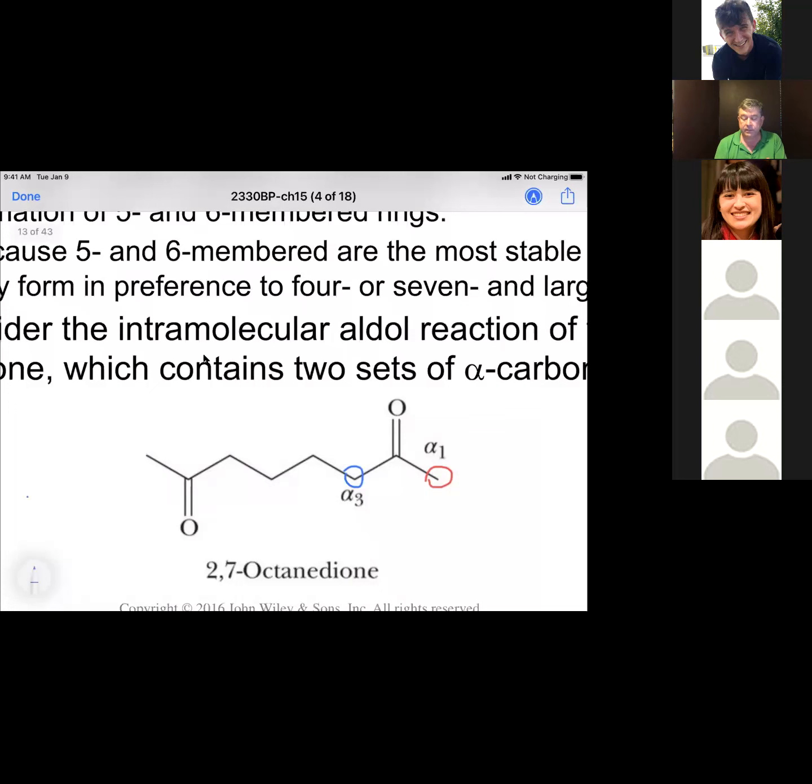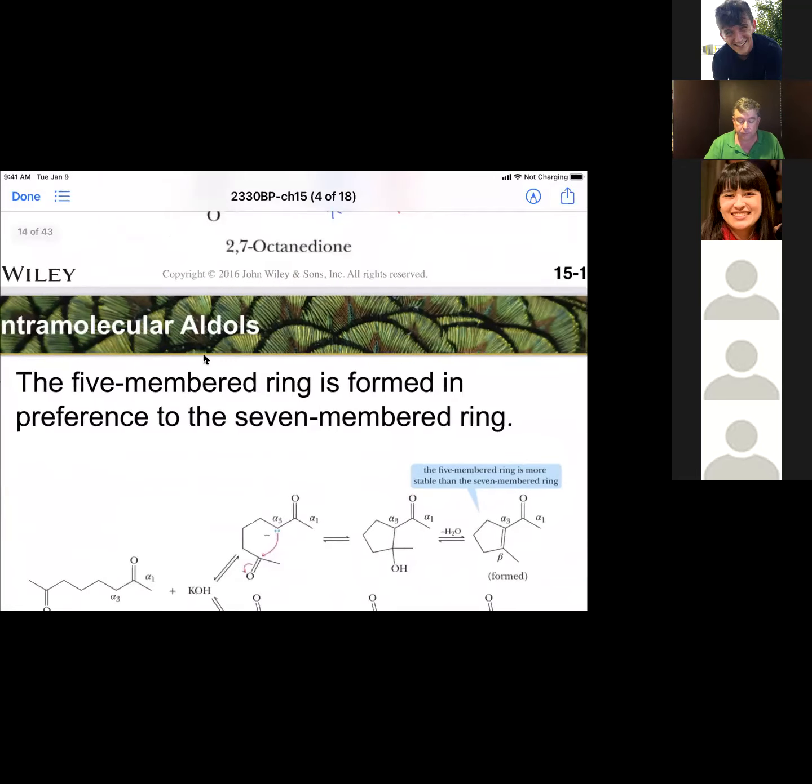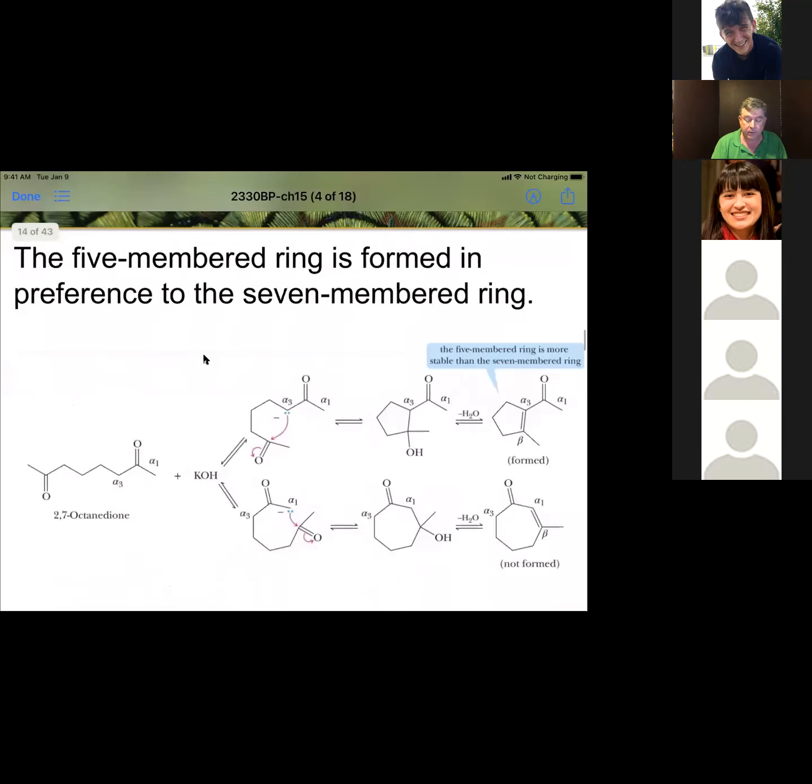So we have a choice of taking the alpha hydrogens off of this carbon, the number 3 carbon, or taking the alpha hydrogens off of the number 1 carbon, okay? It will probably take the hydrogens off either of those carbons. However, only the enolate that can form the 5 or 6 membered ring will go to product. Okay, so let's look at that and figure out which one it's going to do.